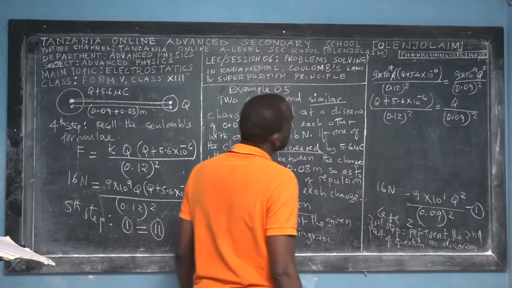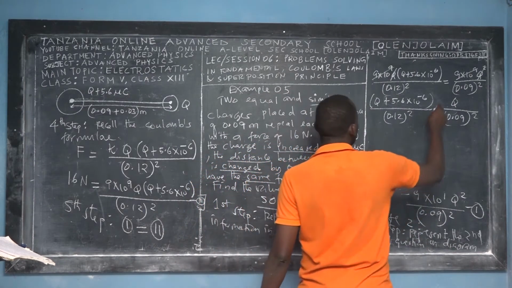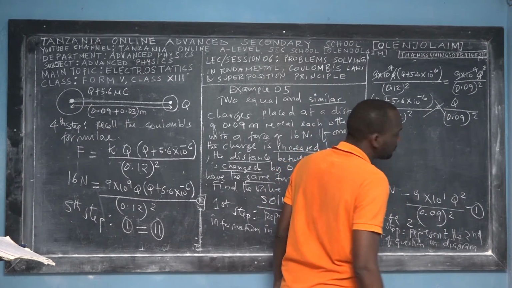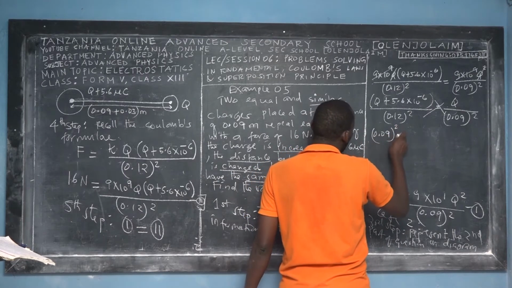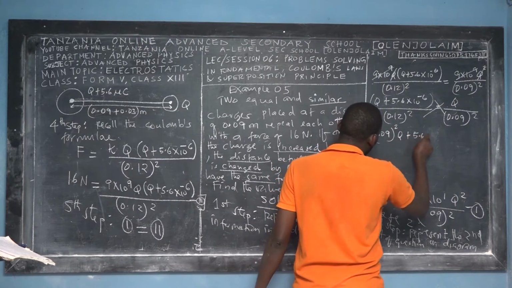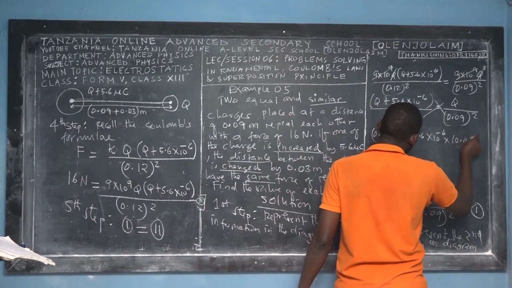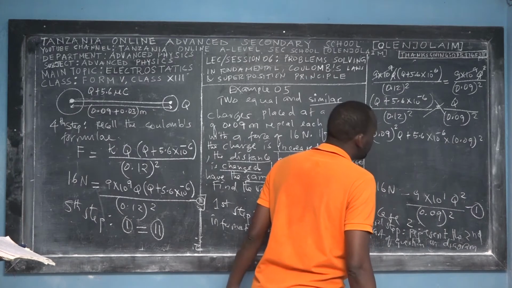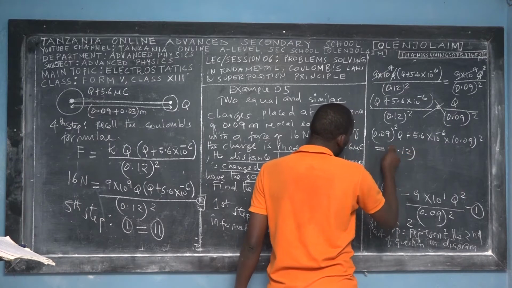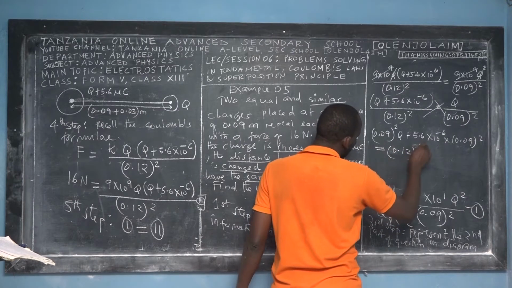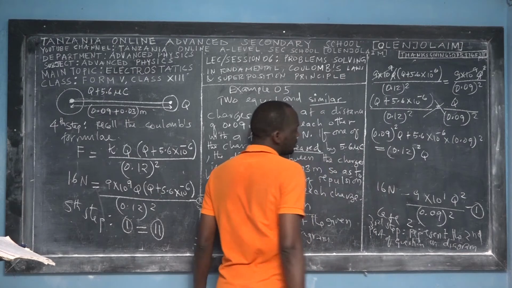So what will be next? You can cross multiply and deal with it. In cross multiplication, we are going to have 0.09 squared times Q plus 5.6 times 10 to the negative 6, times 0.09 squared, is equal to 0.12 squared Q. So we have this part and this part.